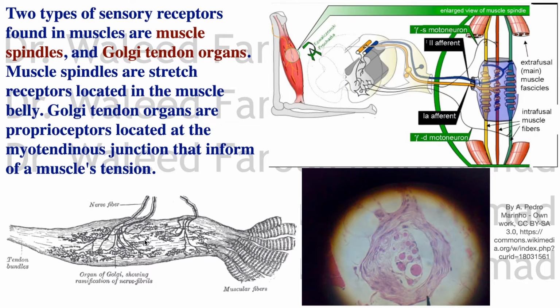It's called Golgi tendon organs because it's present at the myotendinous junction and informs the body about the degree of the contraction or the tension developing inside the muscle. Once it fires back, it produces reflex relaxation of the muscle. So it opposes the action of the muscle spindle. The muscle spindle, once it fires, produces a reflex contraction of the muscle. The Golgi tendon organs produce reflex relaxation of the muscle to protect the muscle from over contracting.